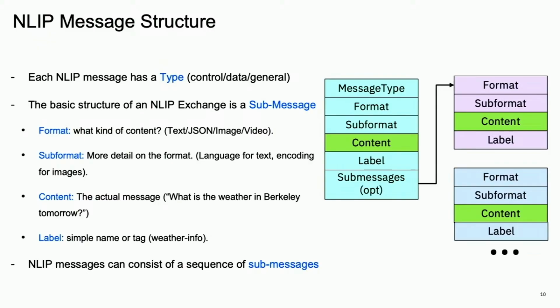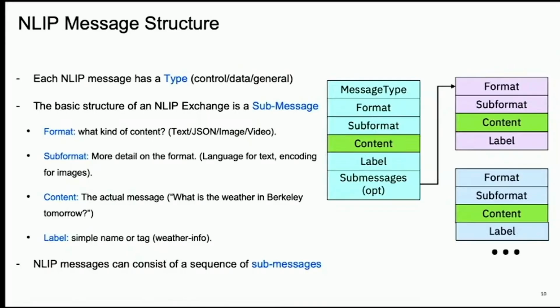So if it is text, what language it is. If it is image, what is the encoding that is being used. And the content is the actual message. So in this case, let's say, what is the weather in Berkeley tomorrow? Label is a simple name or tag, weather info, for instance. So an NLIP message can consist of a sequence of submessages, but in most cases, a single submessage suffices. And I have a use case later on that talks about how we have used this submessage field as well. Right? It's really simple.